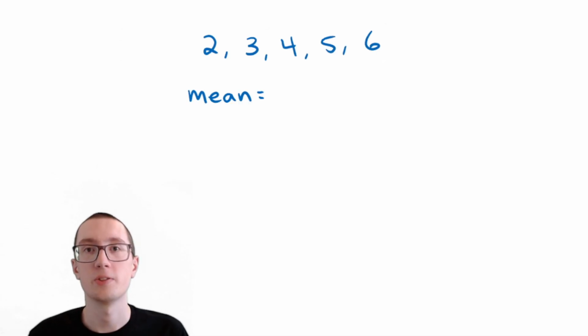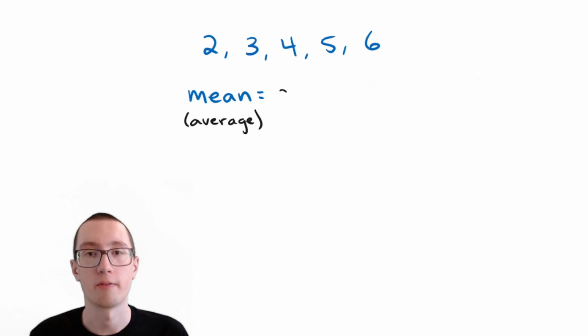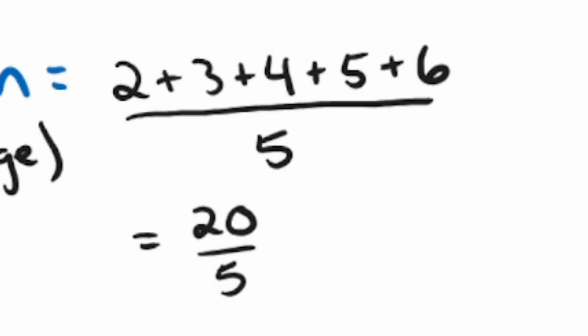So like, for example, you should know what mean, median, and mode are. And just as a review, the mean is the same thing as the average. So to find the average of these numbers, you would just add them all up and then divide by how many numbers there are. So we would have 2 plus 3 plus 4 plus 5 plus 6. And then you would divide by how many numbers there are. In this case, there are 5 numbers. So 2 plus 3 plus 4 plus 5 plus 6, that's 20. And you can put that in your calculator as well. And then divide it by 5. And 20 divided by 5 is 4.